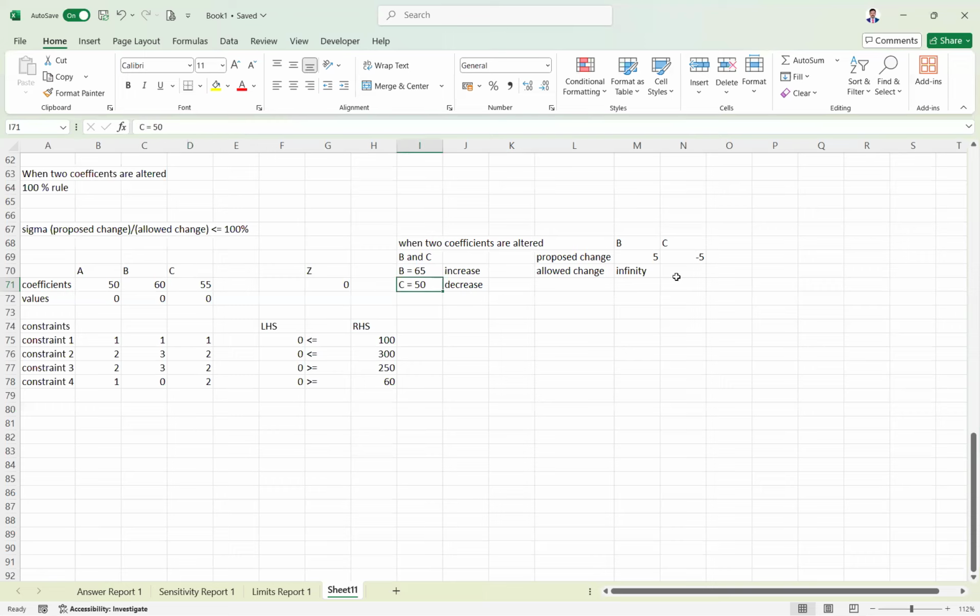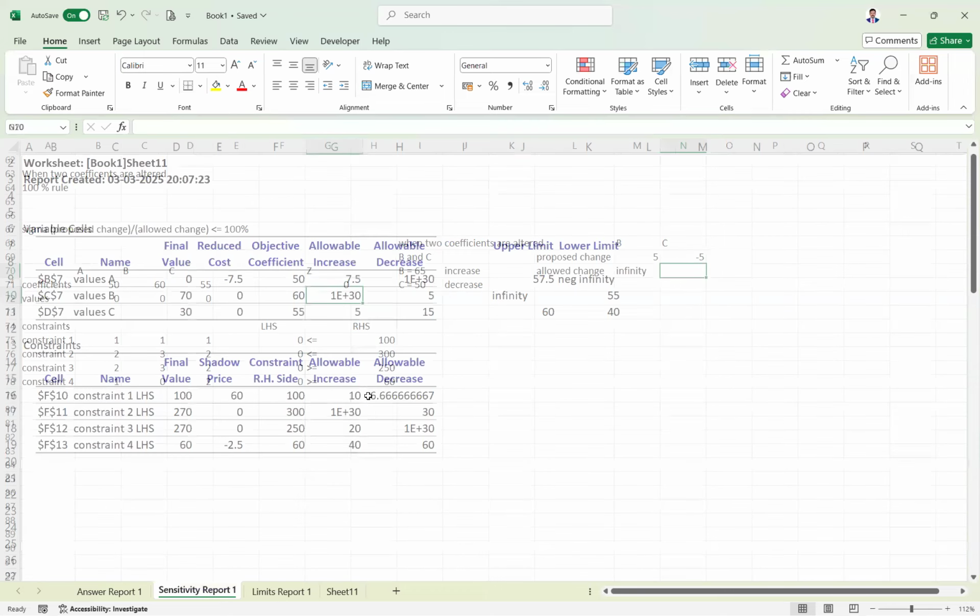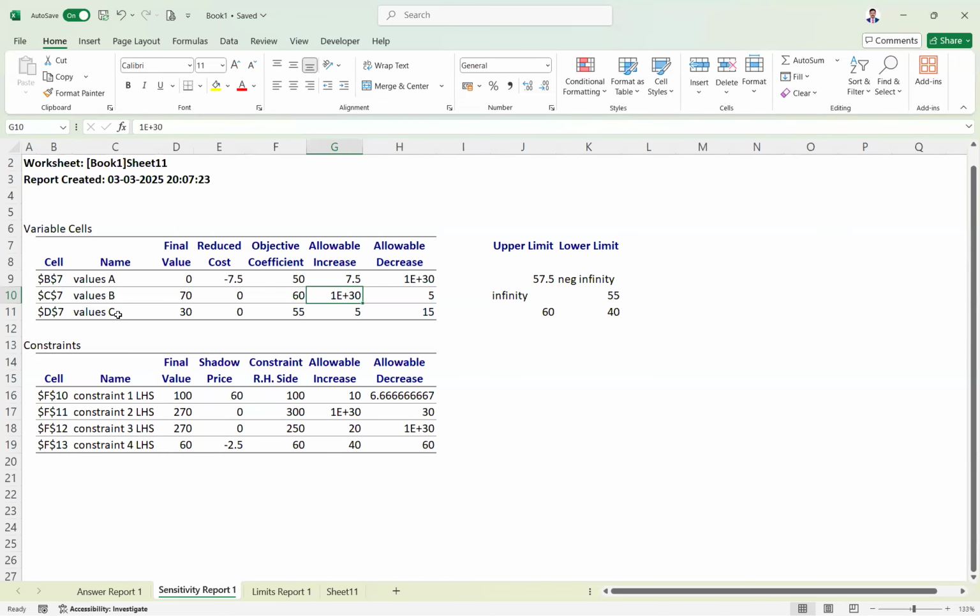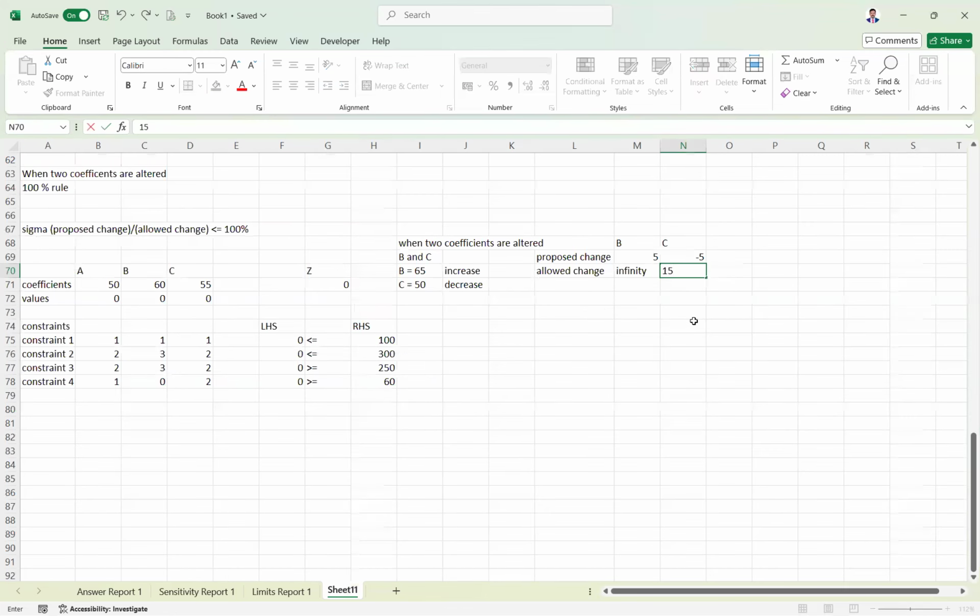Now, where do we have to see in the allowable change? We have to see the allowable decrease. So the allowable decrease for C is 15 units. This is the boundary. This is units. So the units are 15.